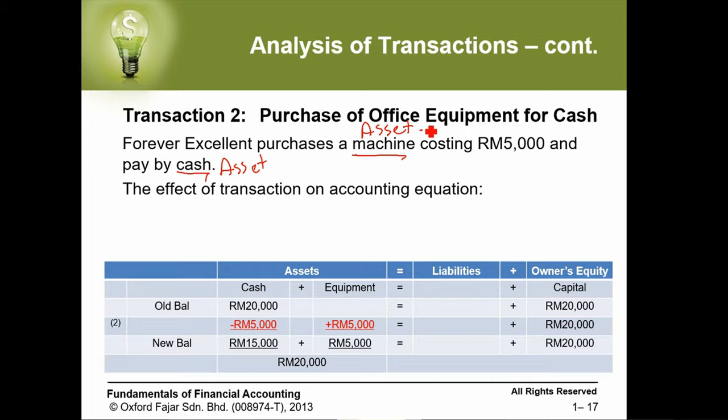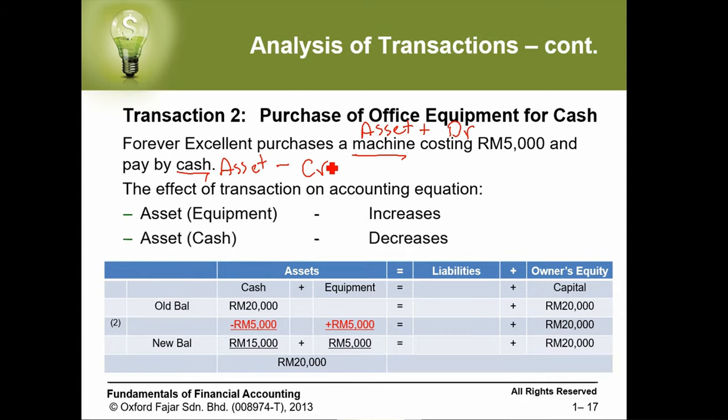Okay. Does the machine increase or decrease? Machine increases, ma'am. Does the cash increase or decrease? Decrease, ma'am. So the machine as an asset increase will go to the debit or credit? Debit, ma'am. The cash as an asset decrease will go to the debit or credit? Credit, ma'am. Very good. This is analyzing of the transaction.